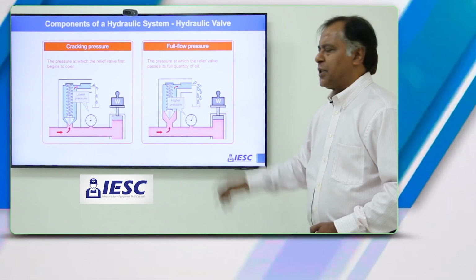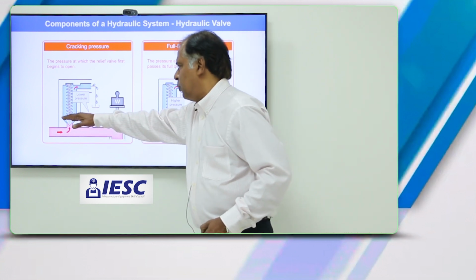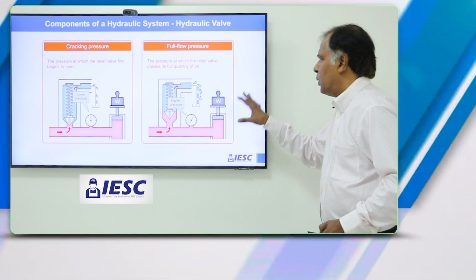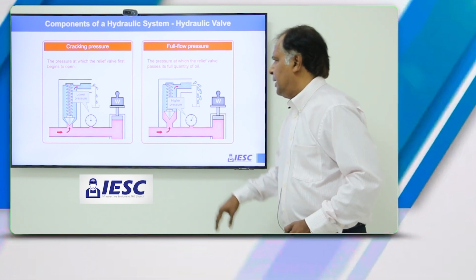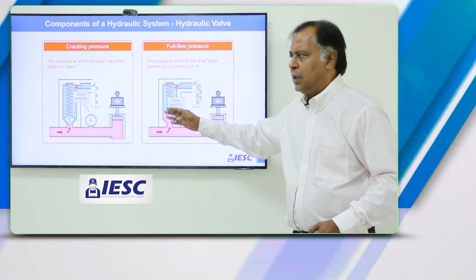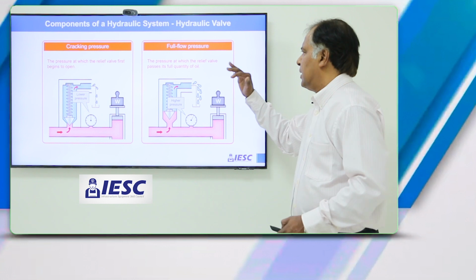So the cracking pressure is the pressure at which the relief valve first begins to open. So as you can see, it is at a slightly lower pressure setting. If you look at the full flow pressure, this is the pressure at which the relief valve passes its full quantity of oil. So you have cracking pressure, which is the starting point, and then the full flow pressure.